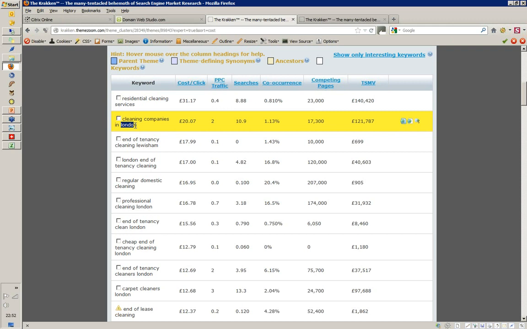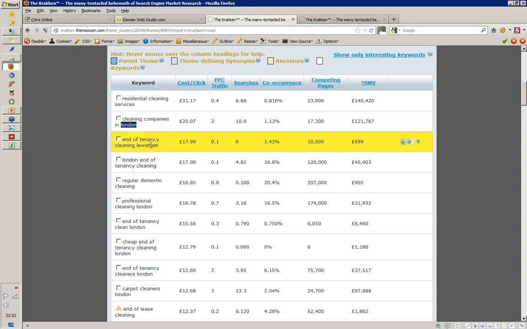Here's another one, cleaning companies in. So this is where we'll build out our geo-targeting. We have our stuff, cleaning companies in this place, in that place. End of tenancy cleaning. There's a lot of money being spent over here. This is what I'm looking for, is where's the money being spent, what they're spending money on, and how is the actual keyword constructed.